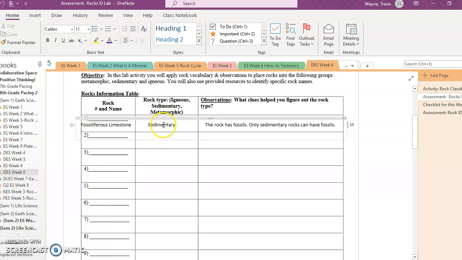Your second column is going to be your rock type. So is the rock igneous? Is it sedimentary? Or is it metamorphic? And then your third and final column is going to be the ones talking about what clues or what hints did you see from the rock that helped you identify the rock type and ultimately the rock name.